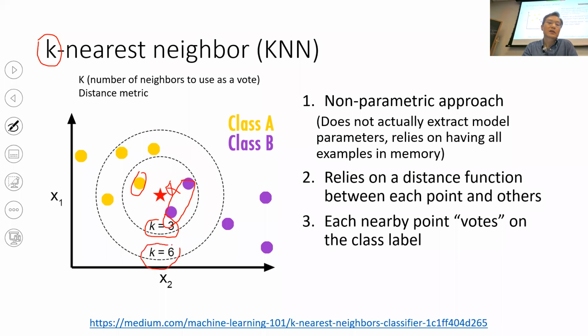When you consider K equals 6, then in this case you have 4 yellow points as neighbors, with only 2 purple points as neighbors of your testing data point. In that case, you will classify this new data point, indicated by this red star, as the yellow class. That's it.